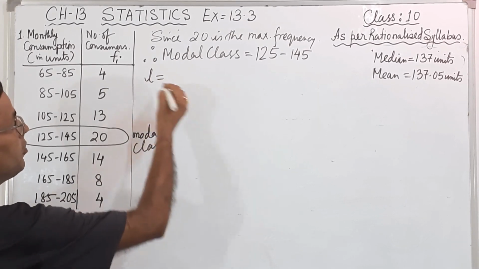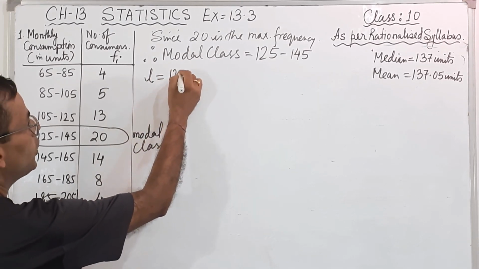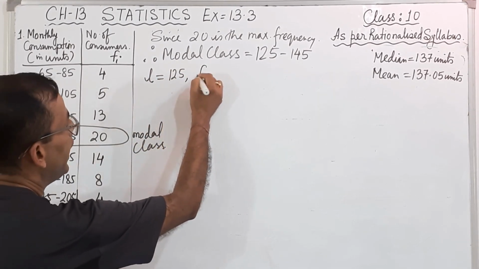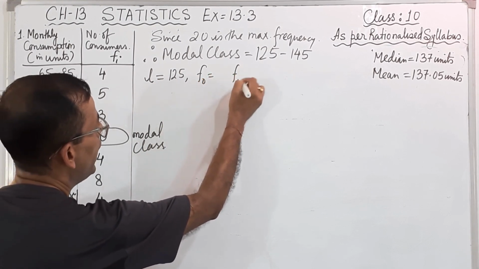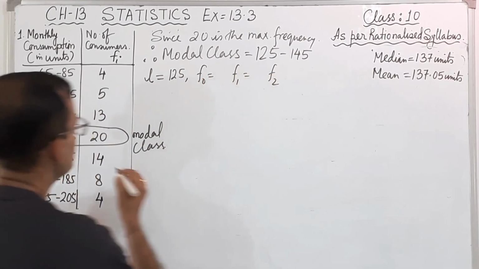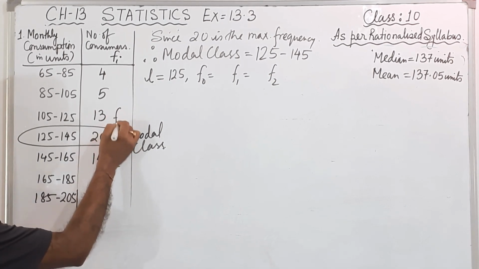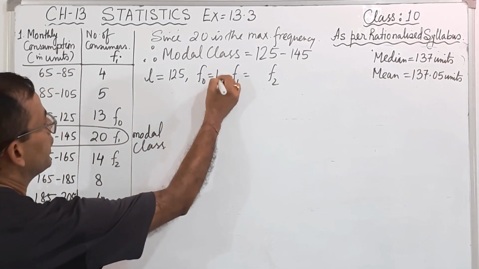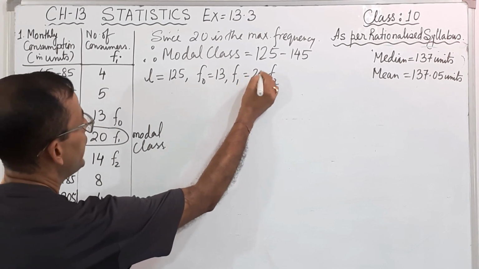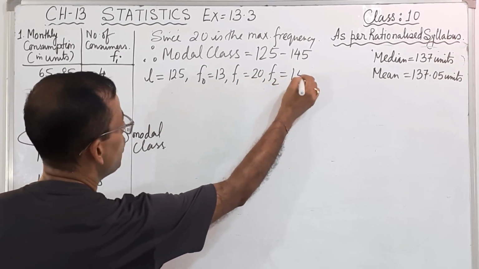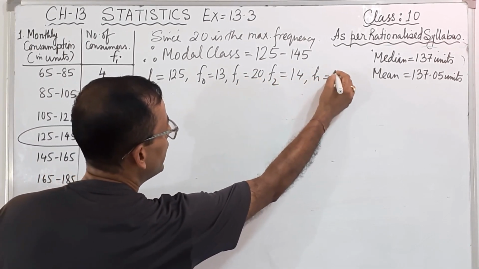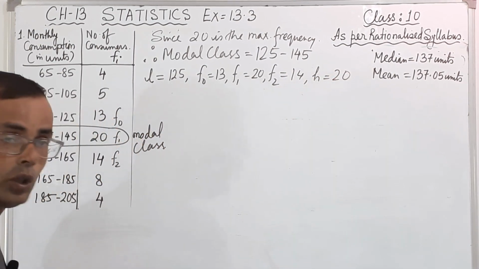Now after that, what we will write? L, the values. Okay, L will be 125. Then F0, F1 and F2. So this will be F1, after that F2, before it F0. So F0 is how much? 13, then F1 is 20 and F2 is 14. And h is how much? 20. h the same.